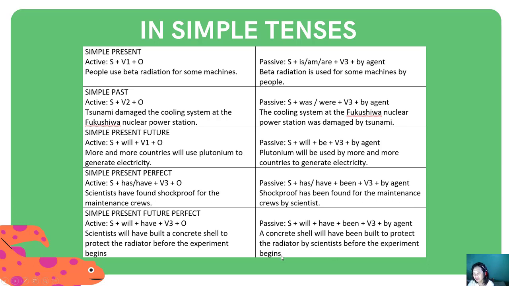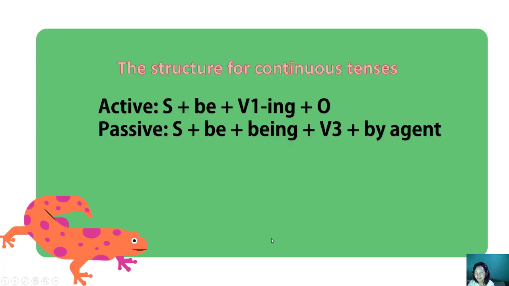If you have a clause, if you have a complex sentence like this, you should only change or convert the main clause into the passive. You don't have to convert all of the sentences into passive. Fortunately, the begins here is intransitive, so you don't have to convert it into passive voice. Okay, next. The structure for continuous tenses.